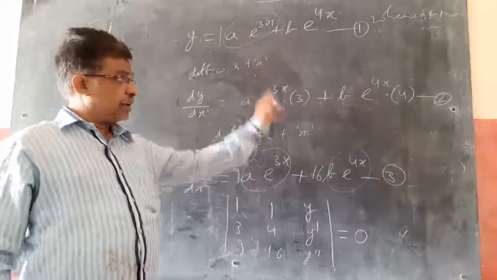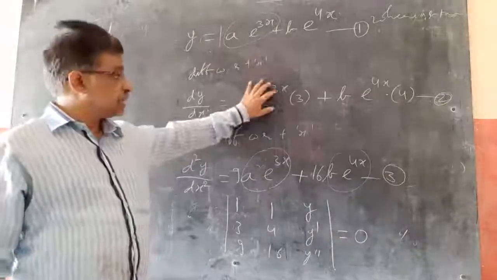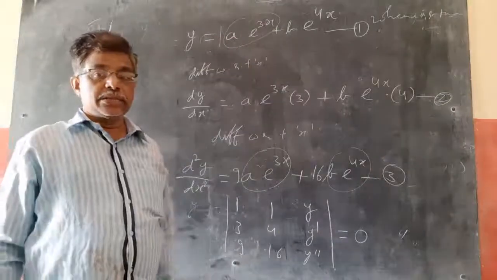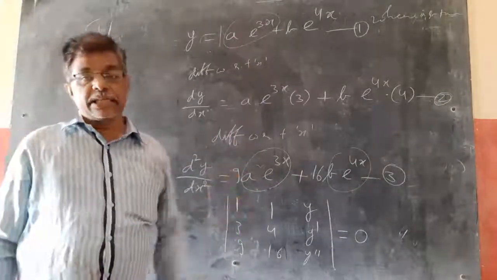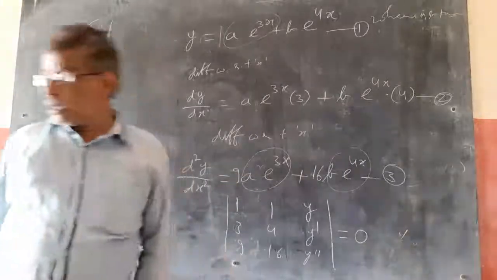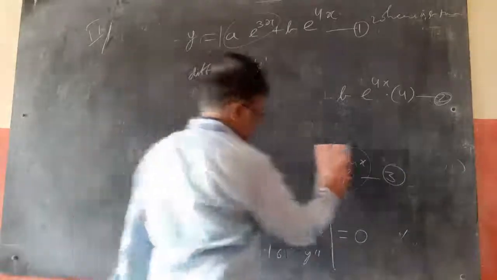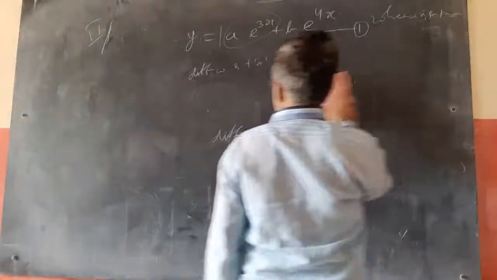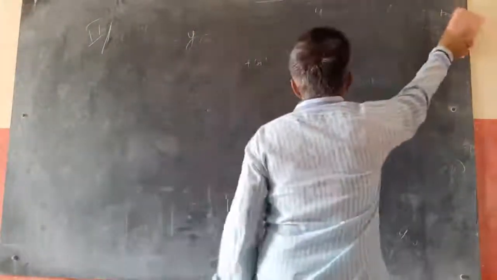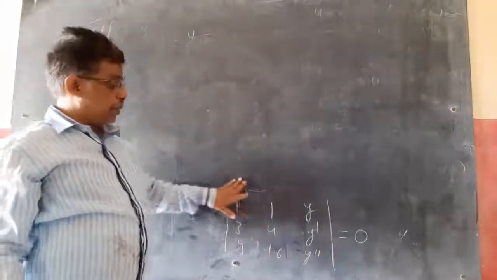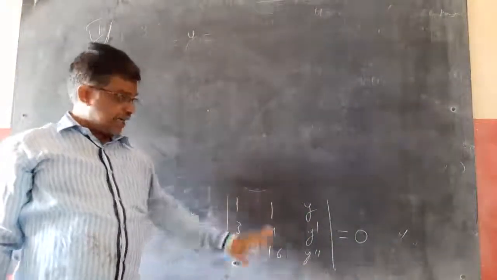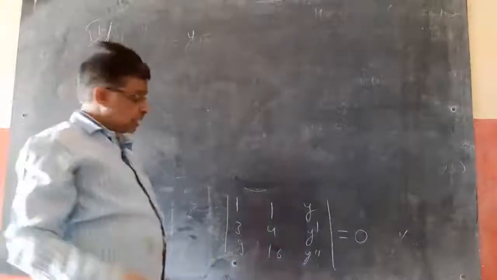Instead of solving equations 1 and 2 eliminating a, and then solving the next two eliminating b, that is another way. The simple way is this. How to find a determinant you already know. One more way: to find the determinant, you can apply row and column operations, or you can directly find the determinant. That is one more option.